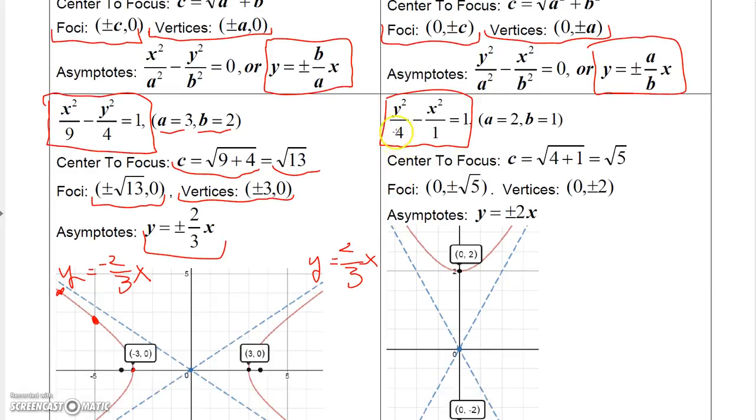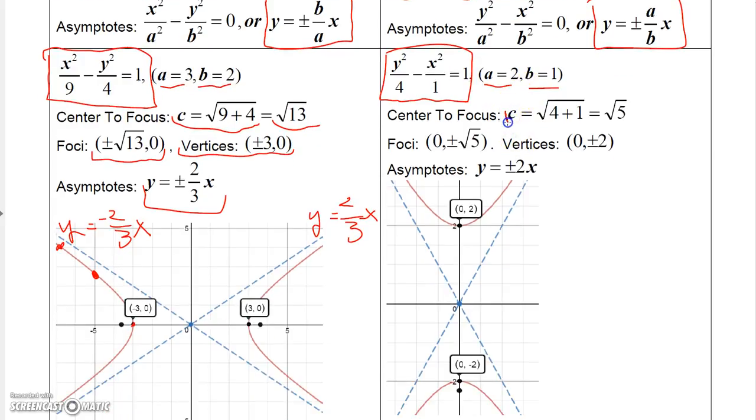And so in this case, a would be the square root of the denominator of y squared, which would be 2, and b would be the square root of the denominator of the x squared term, so it would be 1. Well, you get the center to the focus the same way. You just take c equals the square root of a squared plus b squared, 4 plus 1, so that would be square root of 5. But this time the foci are on the y-axis, so they would be the points (0, plus or minus square root of 5), and the vertices would be on the y-axis, so that would be the points (0, plus or minus a), which is (0, plus or minus 2).